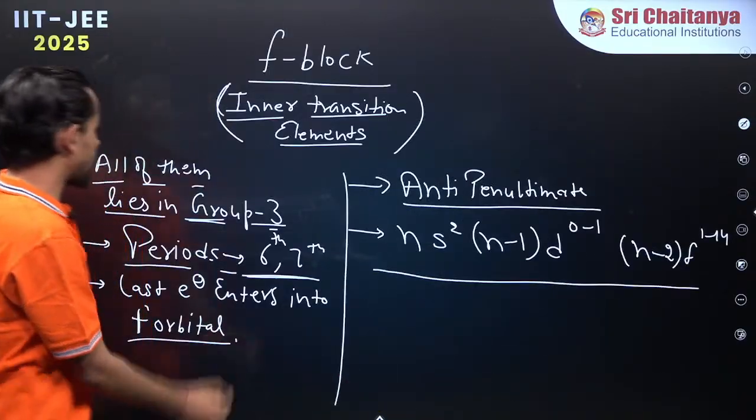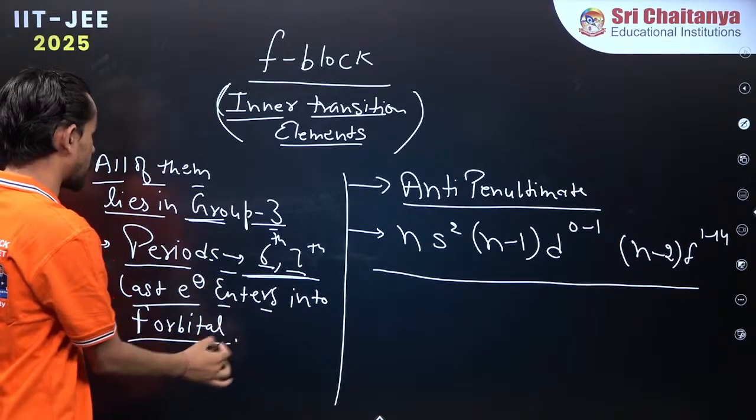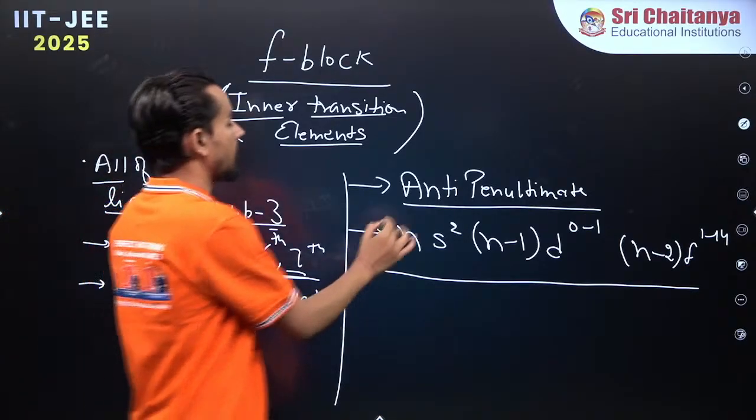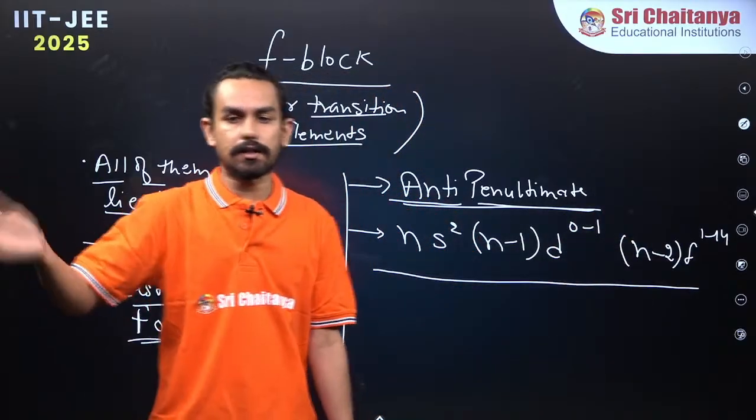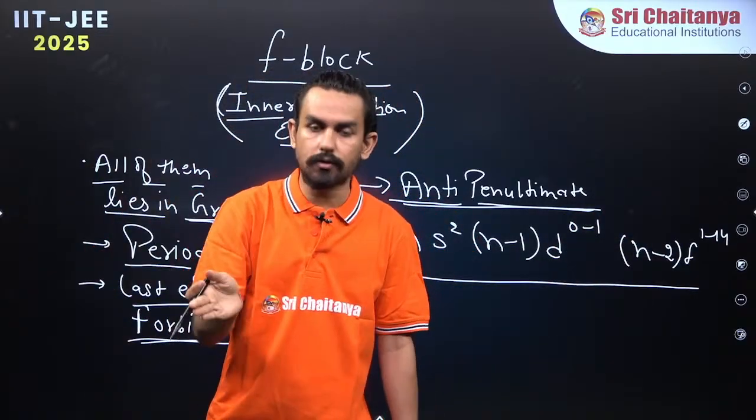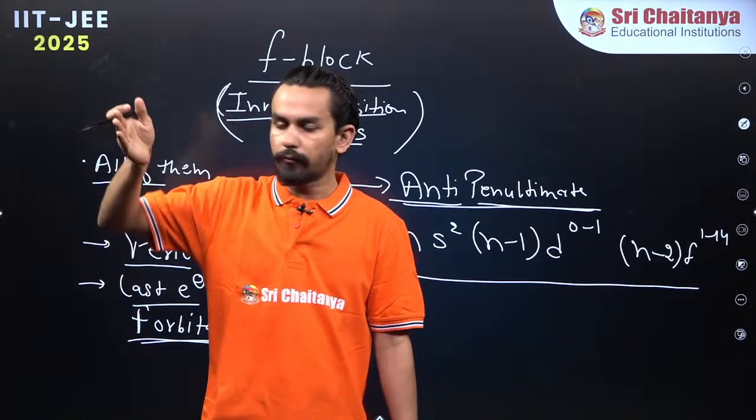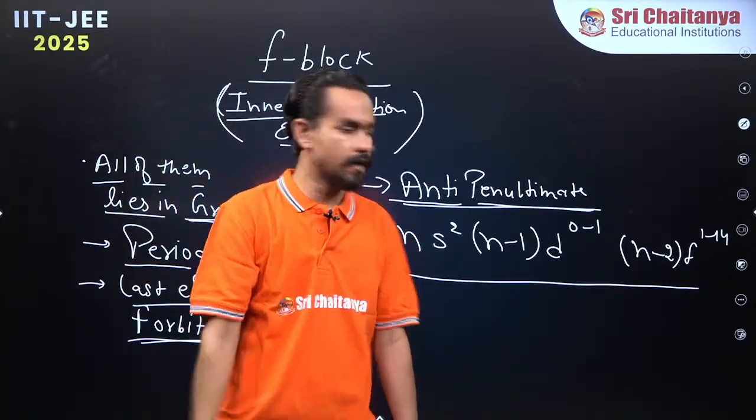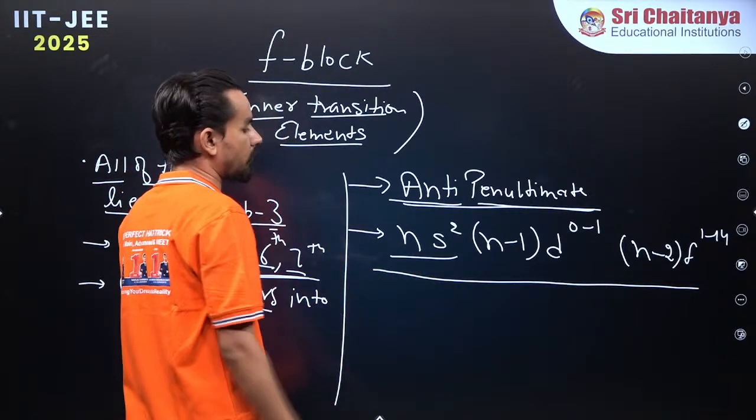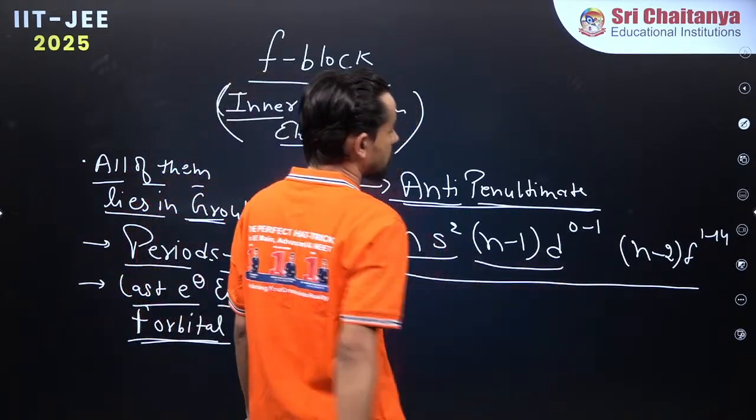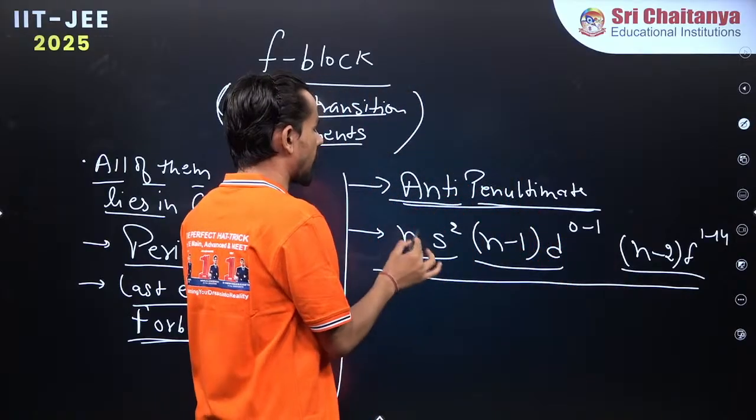Apart from that, there are 2 periods only, the 6th and 7th, and the last electron enters the F orbital, which belongs to the antepenultimate shell. Antepenultimate means: last is ultimate, then one after last is called penultimate, and the third from last is known as antepenultimate. This is their general configuration: ns2 (n-1)d0-1 (n-2)f1-14, where n represents the period number as usual.